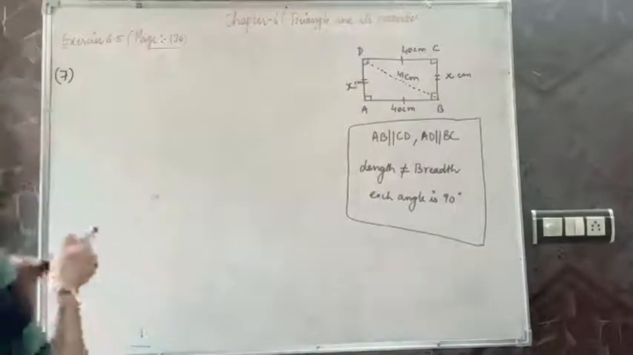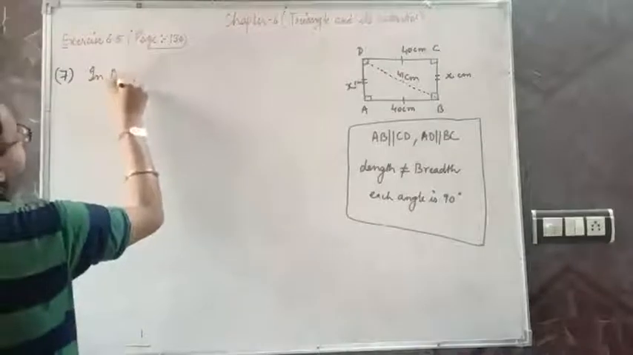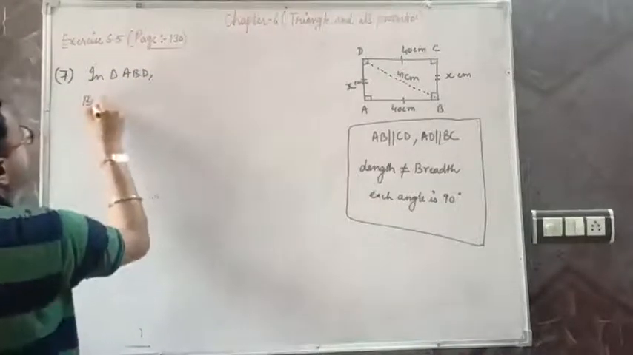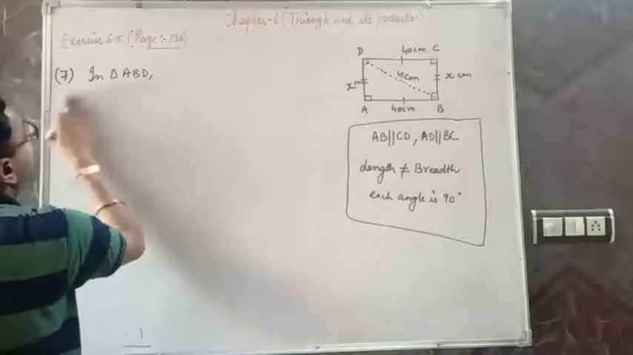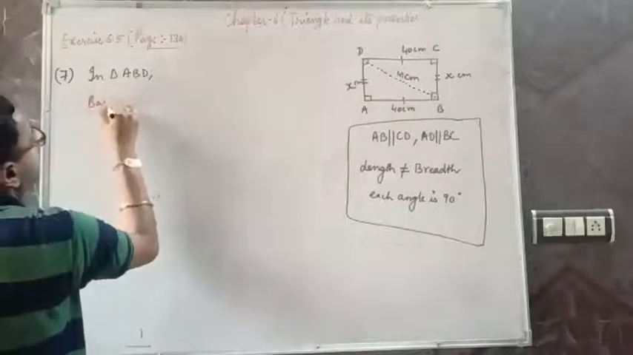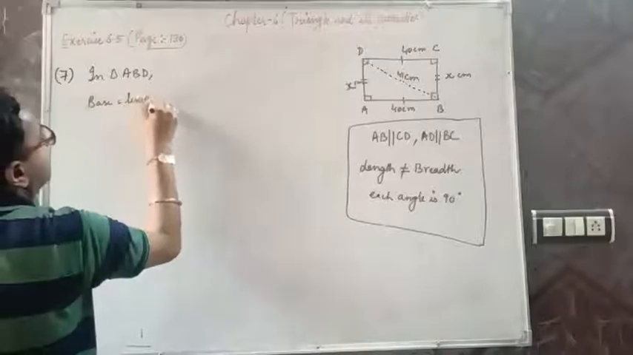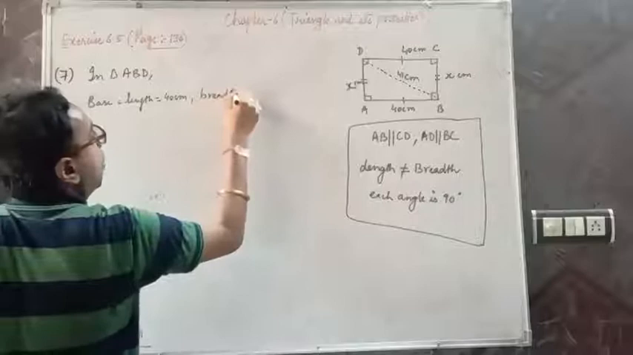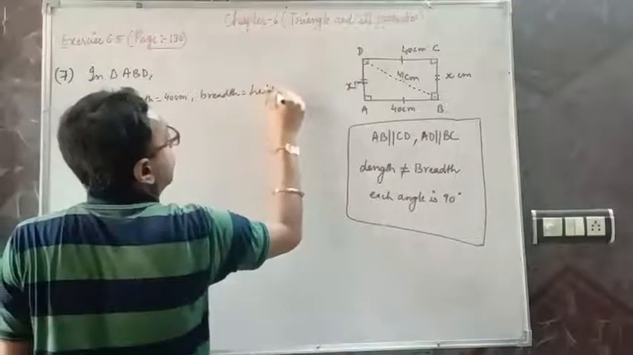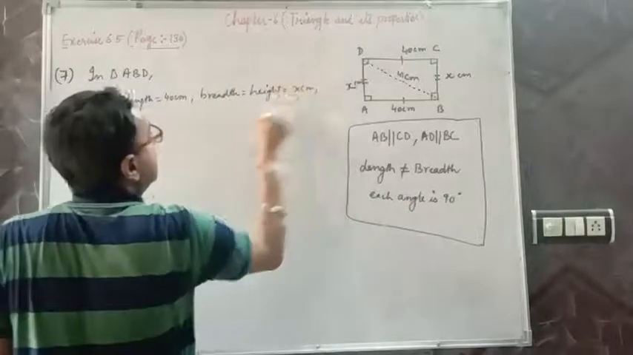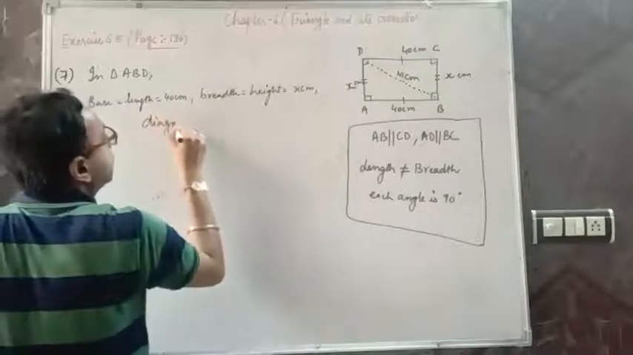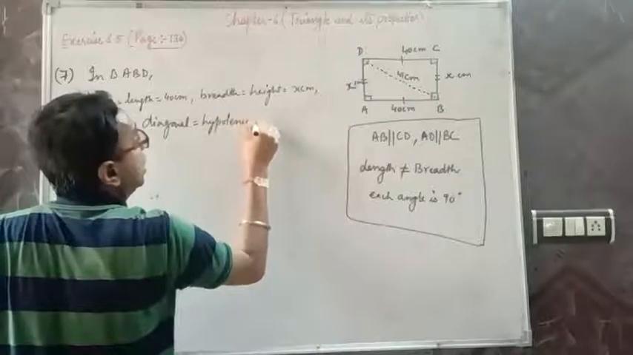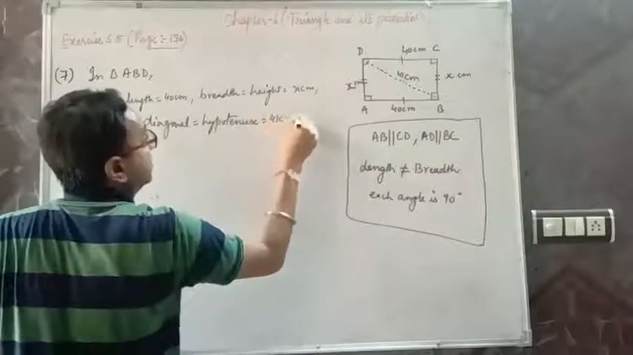So what will you do? In triangle ABD, you'll apply Pythagoras theorem. Base is equal to, or you can write base or length, one and the same thing. Base or length is equal to 40 centimeter, breadth or height is equal to x centimeter, diagonal or hypotenuse, both are the same because both are the longest, is 41 centimeter.